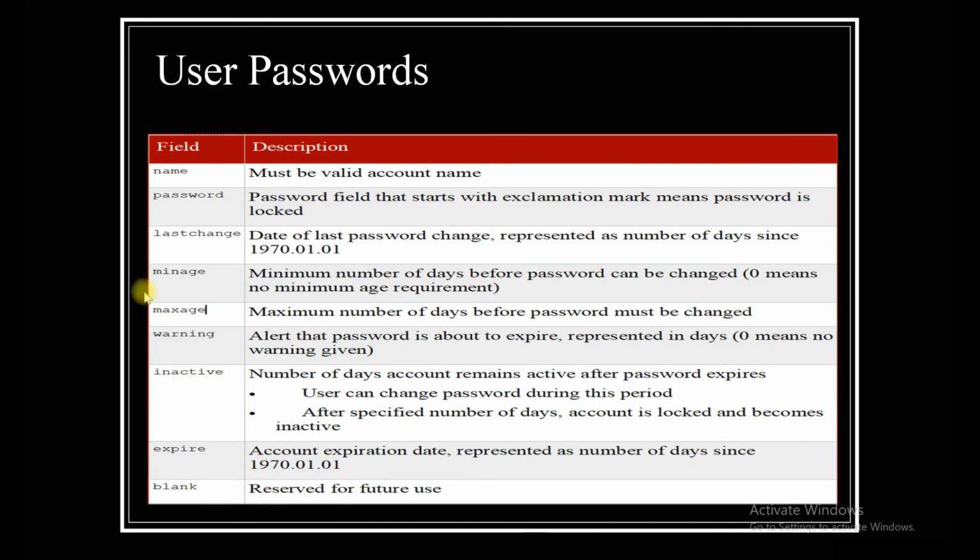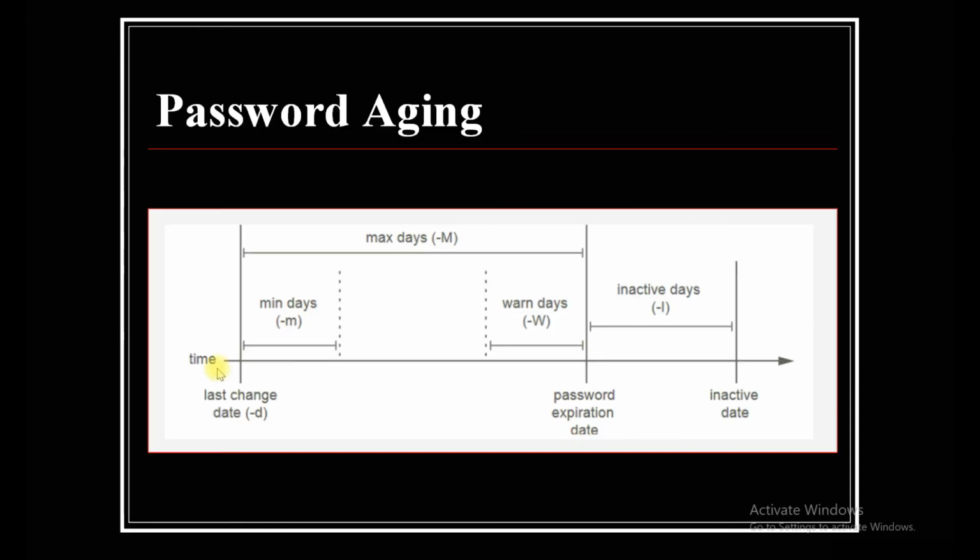Okay, so 2, 4, 6, 8, 9, so 9 fields are there. To best explain this part, I will show you one diagram, and I will come back to these slides again. So you can say this is the timeline. This is the minimum number of days before which the user cannot change its password, the minimum days, and this is the maximum, and this is the expiry line.